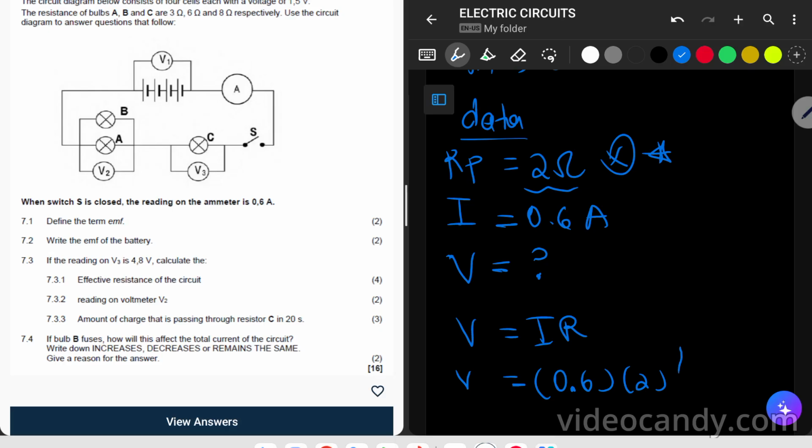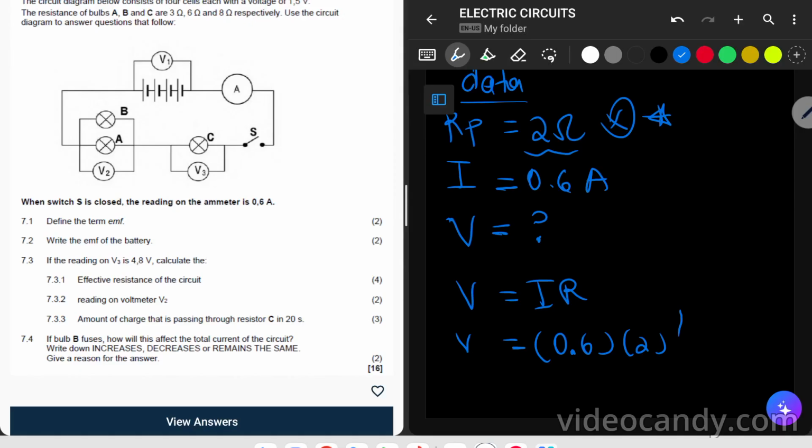So, what you're concerned about is the voltage of V2. So you're going to say 0.6 multiplied by 2 and your answer would be 1.2. Therefore, the voltage read by V2 would be 1.2 volts. Or you can do it on another paper where you calculate the voltage that got divided, to see if the answer that I've got is correct. But this is the only shortcut I could think of.